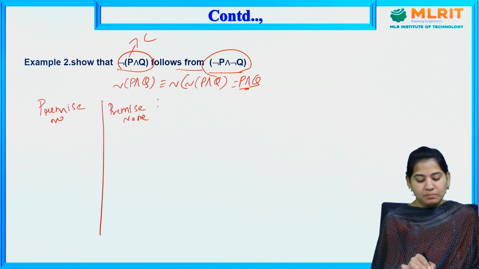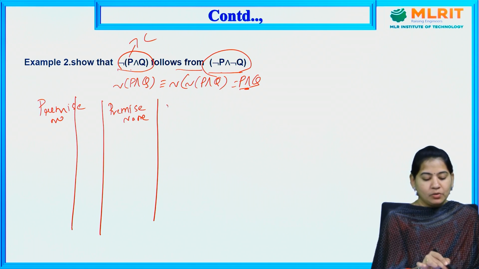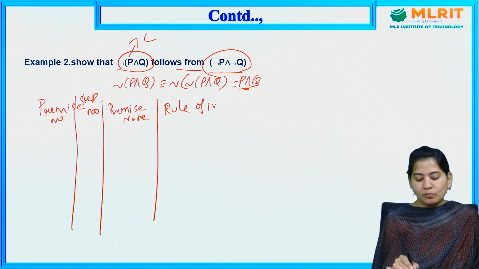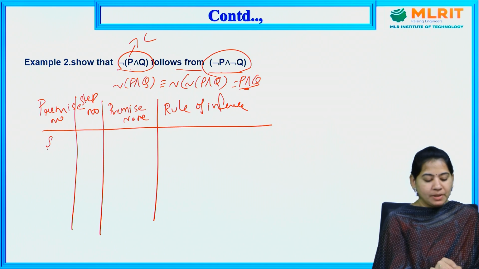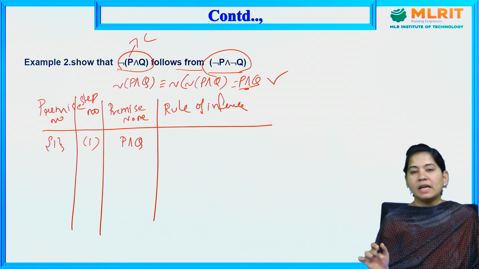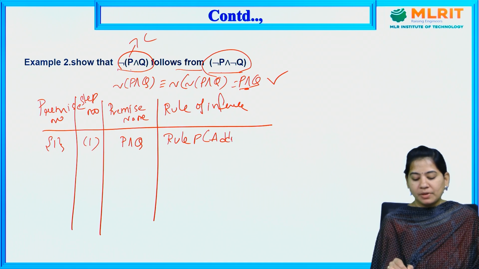Now the same process: premise number, premise name, and here you need to include step number also, and here rule of inference. So here the premise number is 1, step number is 1, and the premise you have to include is P and Q, which is called the additional premise. So here rule P, which is nothing but the additional premise.